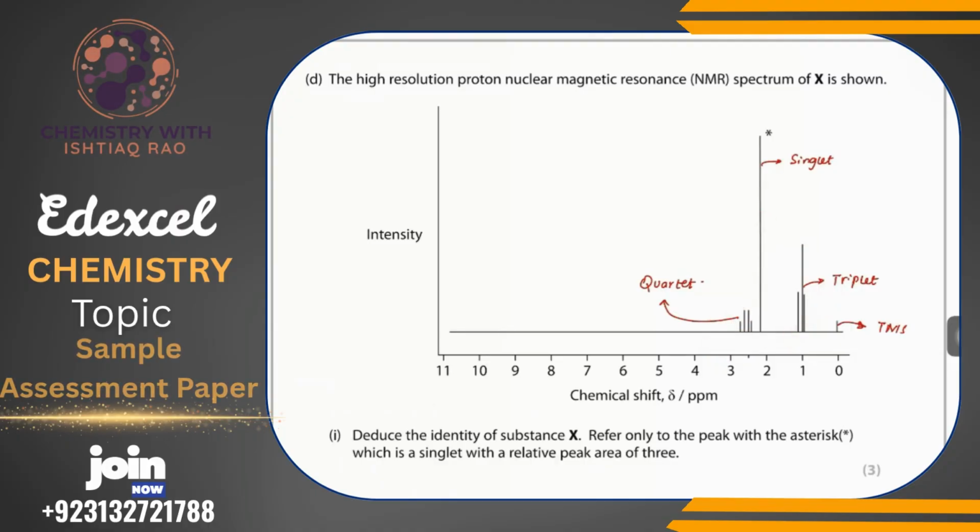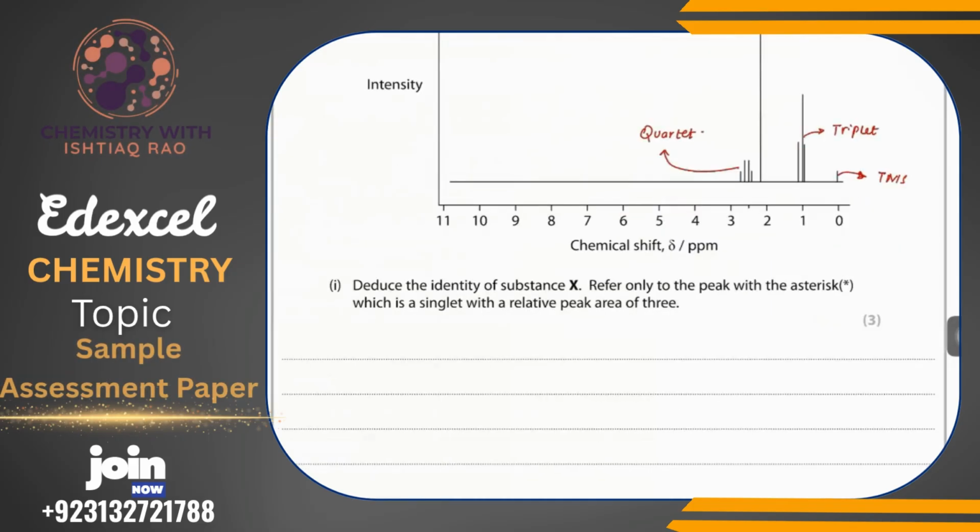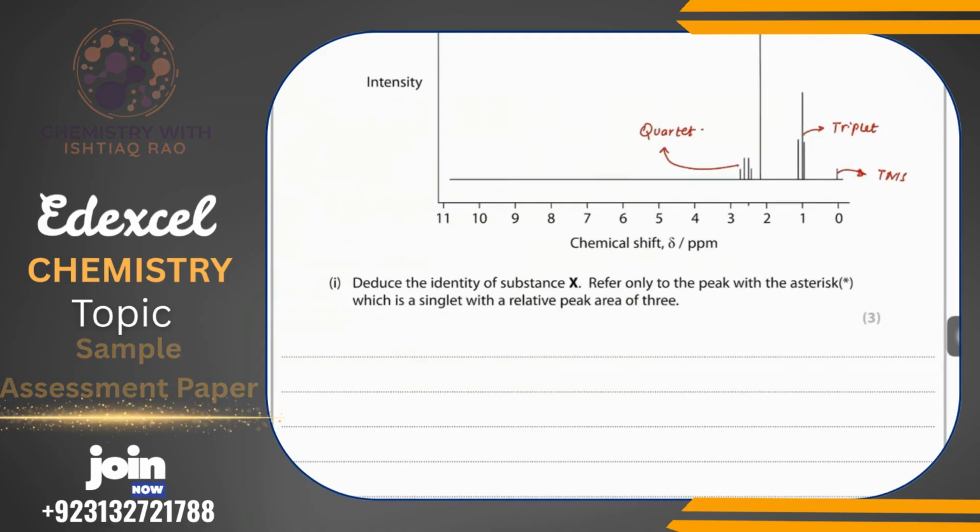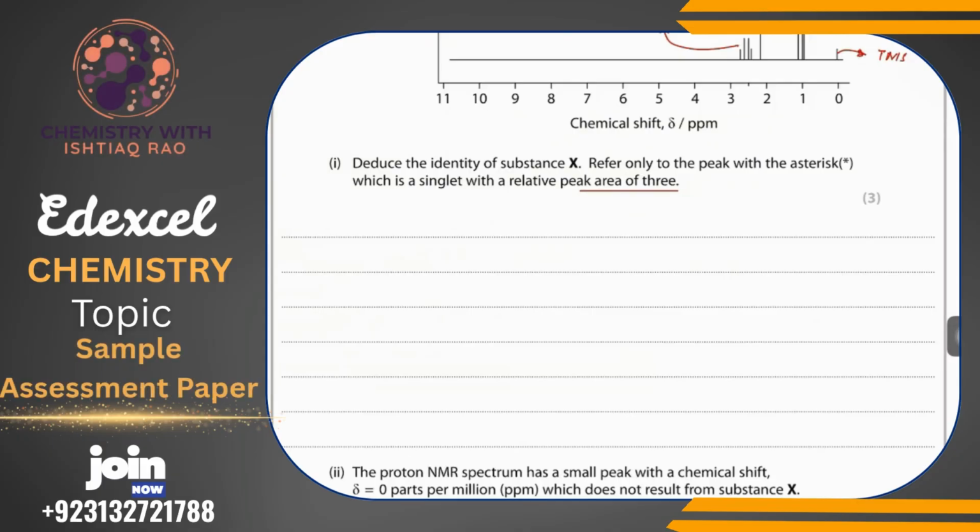So this is going to be CH3. That's why they are saying peak area of 3 means 3 hydrogen atoms. So area of 3 means what? Number of hydrogen protons, 3. 3 hydrogens having the same environment.